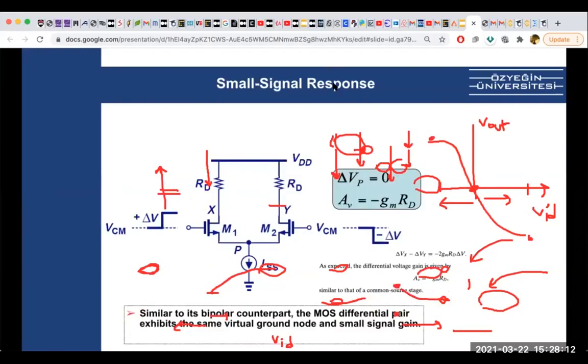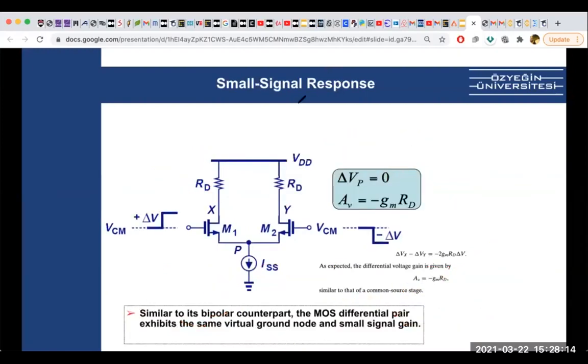I will introduce you to a new concept called virtual ground. Assume that we are here at VCM and somehow suddenly we apply a small signal voltage, delta V. It's a very small extra voltage.